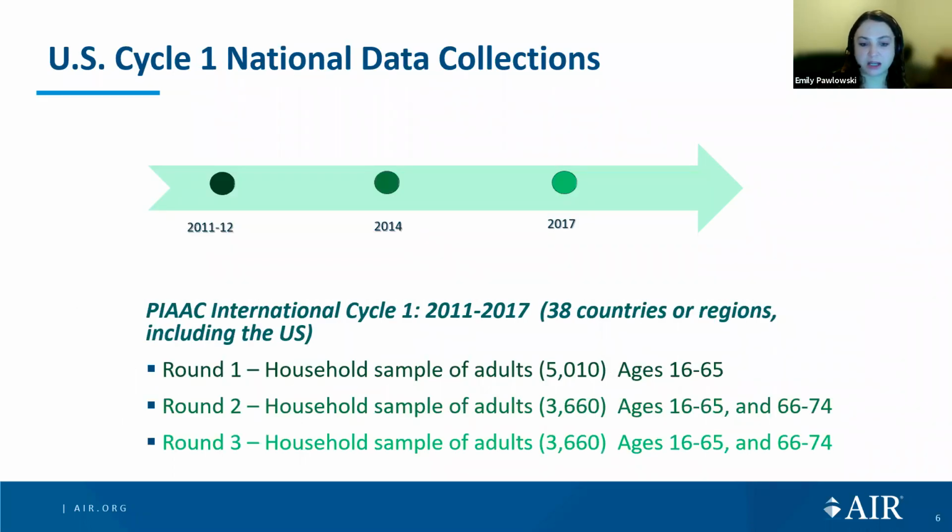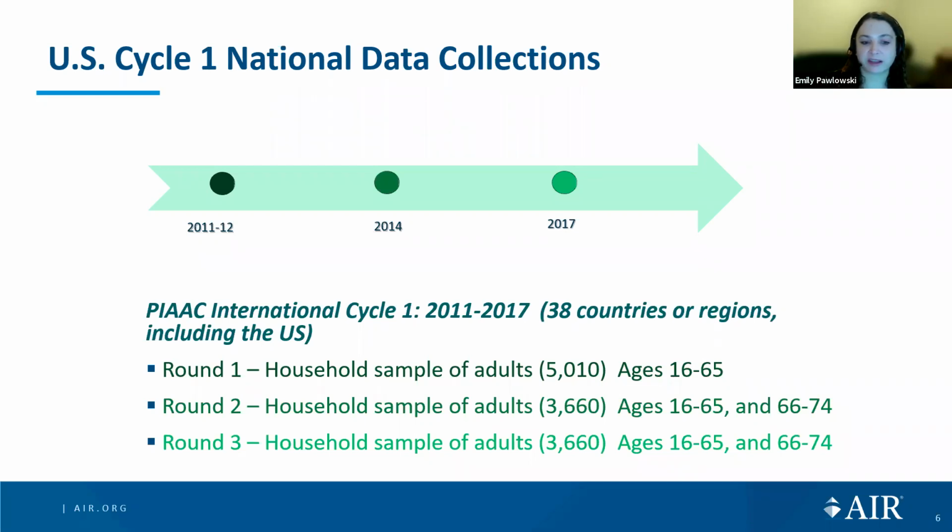So there have been 3 US national data collections within cycle 1. So cycle 1 has used basically all of the same assessment and survey materials. So it's comparable across the different cycles or the different rounds within cycle 1. So total across cycle 1, which was administered between 2011 and 2017, there have been 38 countries or regions, including the US.